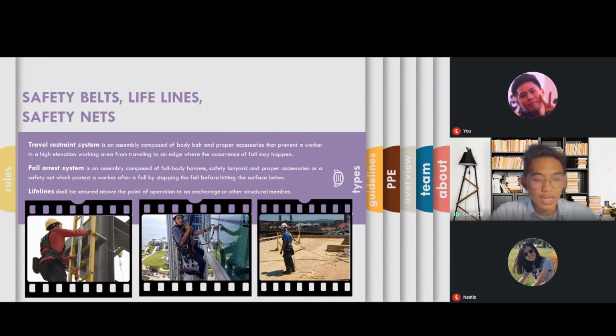Then meron din tayong fall arrest system. Ito naman yung full body harness, safety lanyards, and proper accessories or a safety net. Yung safety net, ito yung nagpo-protect sa worker na if ever na mag-fall yung worker, bago niya pa ma-hit yung surface, may sasalo na sa kanyang safety net. So yun yung paggamit natin ng safety nets. At meron din tayong lifelines na shall be secured above the point of operation to an anchored or other structural members.